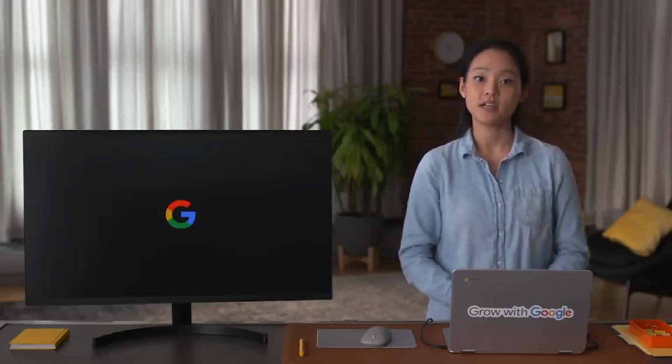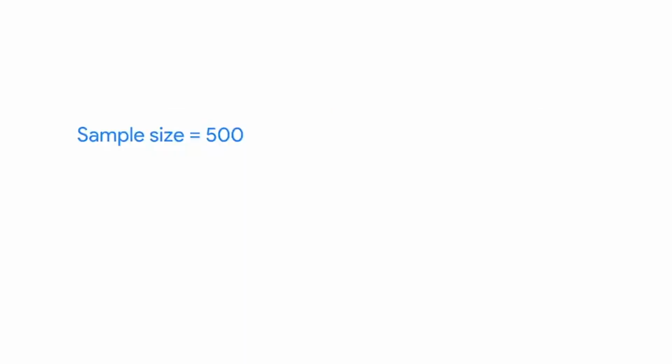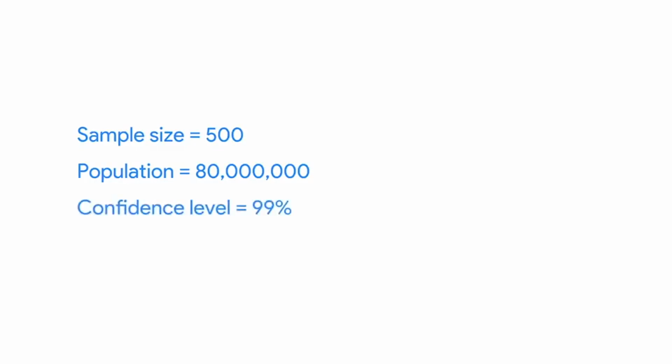Let's say you're running a study on the effectiveness of a new drug. You have a sample size of 500 participants, whose condition affects 1% of the world's population. That's about 80 million people, which is the population for your study. Since it's a drug study, you need to have a confidence level of 99%. You also need a low margin of error.